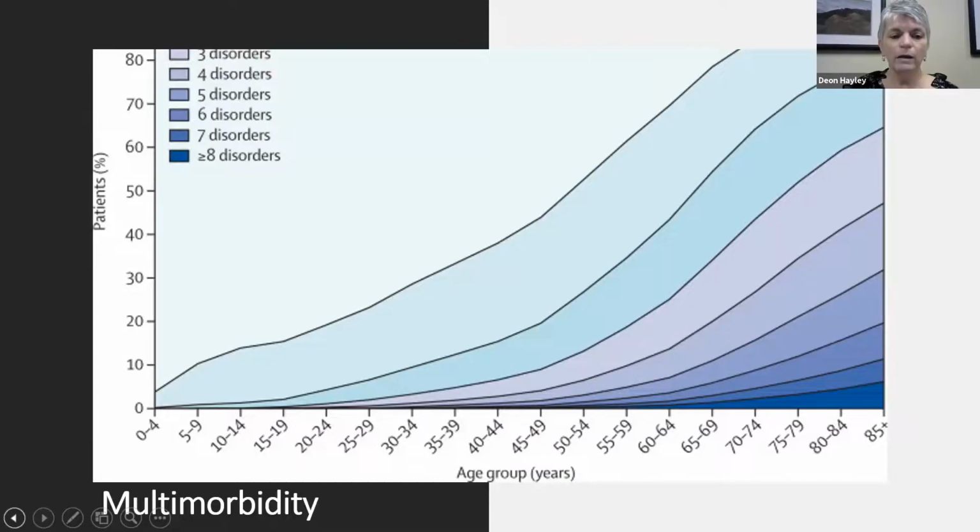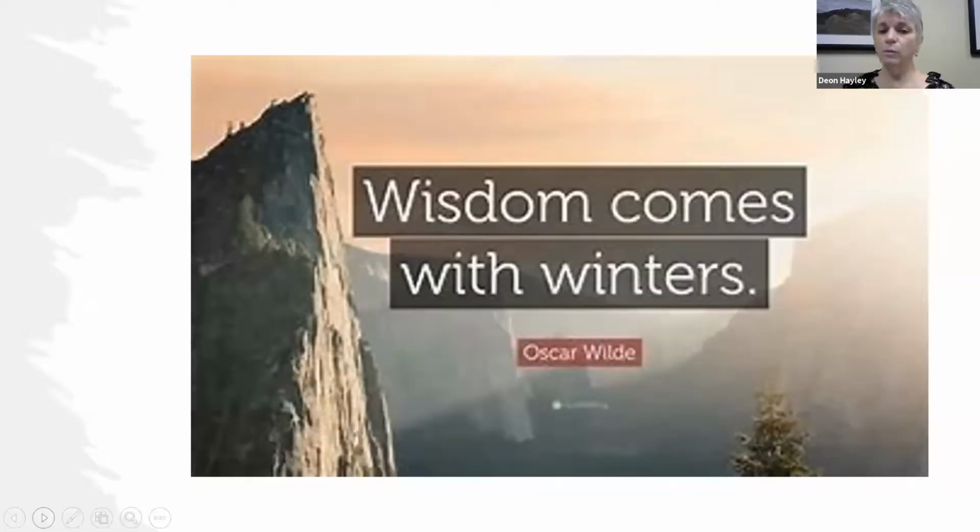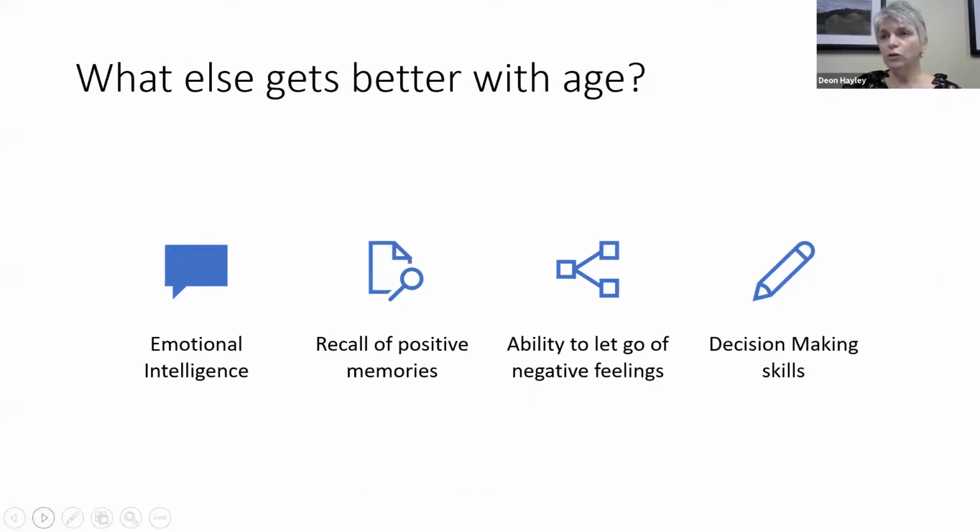Well, let's talk next about what's good with aging. And maybe you guys can tell me some more things too. But Oscar Wilde said, wisdom comes with winters. And I think that there is that wisdom that comes with age. I think the hormones and a lot of the things that influence our decisions and impulsivity and jumping to quick conclusions are less bothersome with age, and we can have better emotional intelligence.